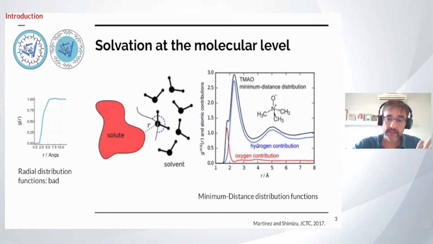This minimum distance can be decomposed into the contributions of each type of atom of the solute. So here we decompose the distribution function, which is the black line that was obtained for the complete thymol molecule, into the contributions of each type of atom of the thymol molecule. And we see that the first peak is essentially composed of contributions of the oxygen atom, because this is the hydrogen bonding atom of the thymol molecule. This makes sense from a molecular level, from a chemical perspective of these interactions.